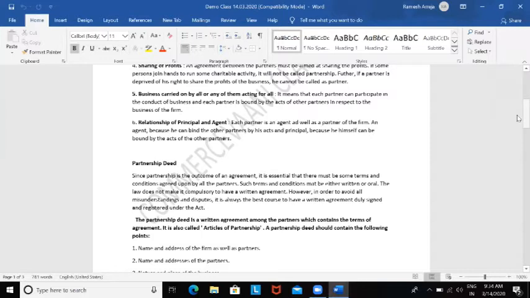It will always be easy for you if you are going to a bank and opening an account. If you have a partnership deed, then only the bank can open your account of partnership firm. Otherwise, on an oral agreement, the bank will not open your account.